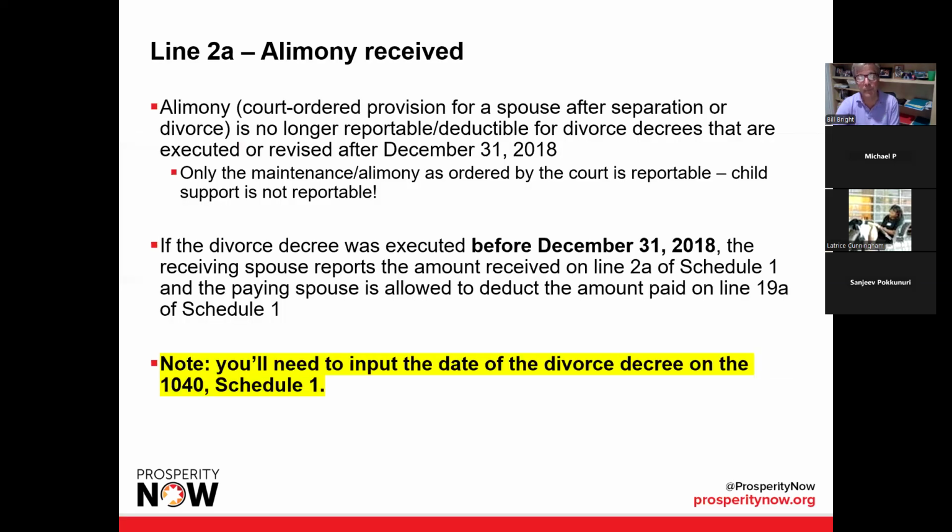Alimony received. If the divorce decree was executed before December 31st, 2018, the receiving spouse needs to report that. You need to put in the date of the divorce decree. If it's after that, it's not reportable. And remember, alimony is whatever's considered alimony by the court order. Child support is not alimony. Instead of cash, it could be things like one spouse paying the other spouse's medical insurance, which is not cash to her, but can be considered alimony.